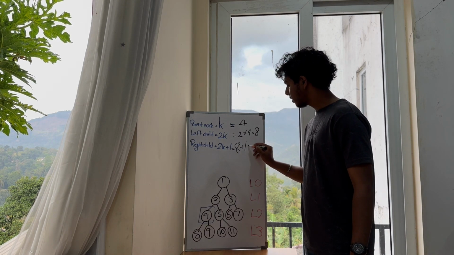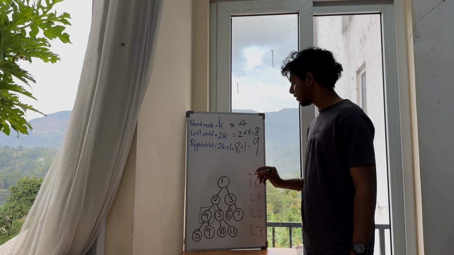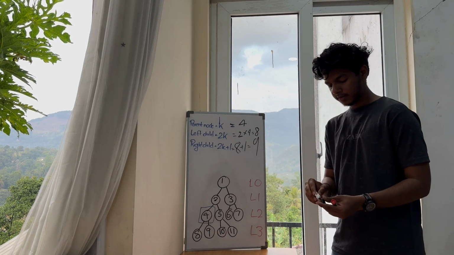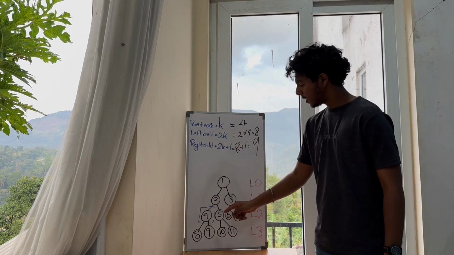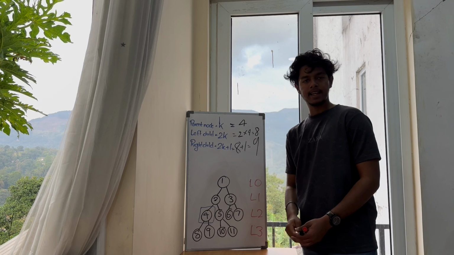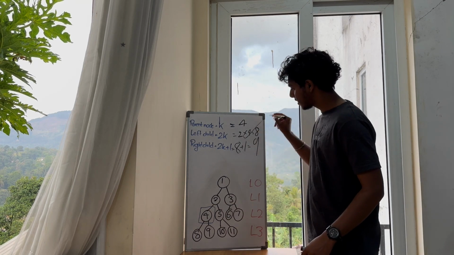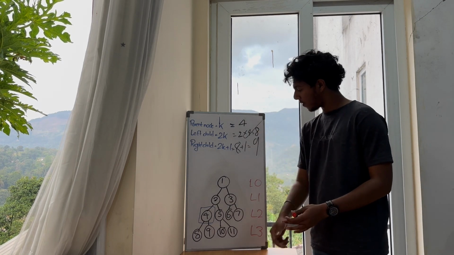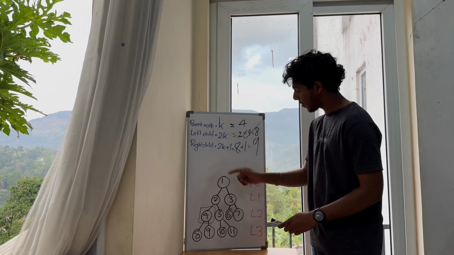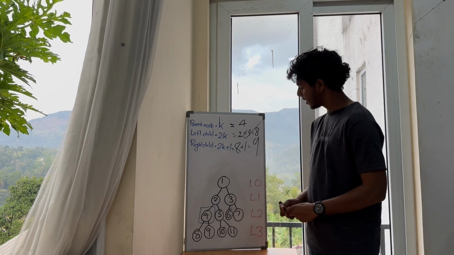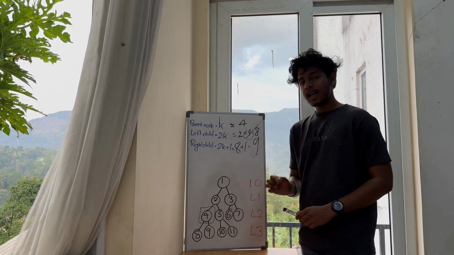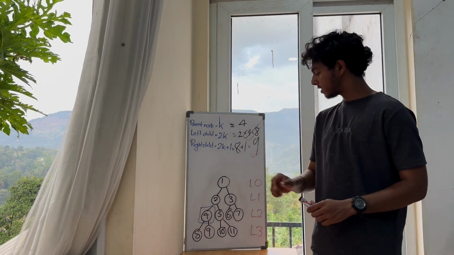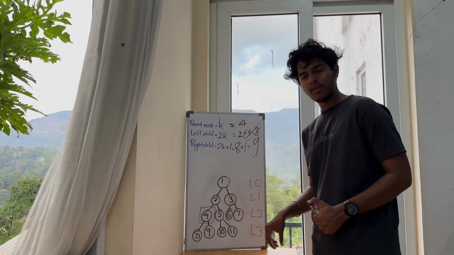8 plus 1 equals 9. So let's check if these answers are correct. The left child of this parent node is 8, so the answer is correct. And the right child of this parent node is 9. As you can see, both of our answers are correct. And that is the way to find the left child and right child value of a parent node.